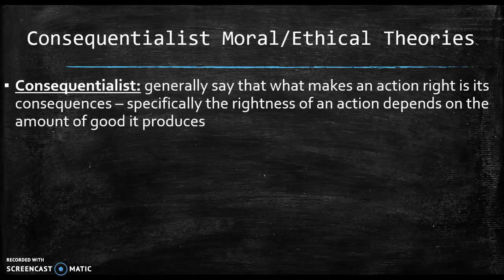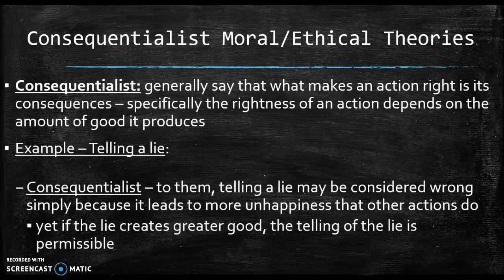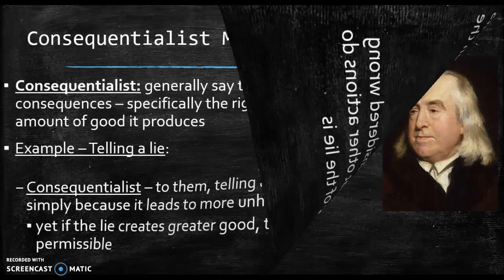So, what is this? Consequentialist. What makes an action right or wrong is its consequences. The rightness of an action depends on the amount of good or utility it produces. Example, telling a lie. Deontological ethics says lying is always wrong. For consequentialists, for utilitarianism, it may be considered wrong simply because it leads to more unhappiness. It's good, it's permissible, if it leads to the greater good. So that's what utility means, right? How much good in the world does it create? We're only going to know that after we know the consequences, which can be an issue, to say the least.